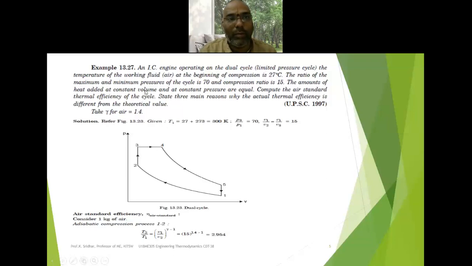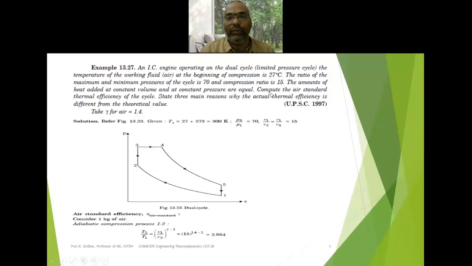The ratio of the maximum and minimum pressures of the cycle is 70. From this we know that P3 is equivalent to P4, which is the maximum pressure, and the minimum pressure is P1. So the maximum pressure to the minimum pressure is nothing but P3 by P1 or P4 by P1, because P3 is equivalent to P4. So P3 by P1 is equivalent to 70 and the compression ratio is 15. Here the compression ratio is nothing but V1 by V2, so V1 by V2 is equivalent to 15. The amounts of heat added at constant volume and constant pressure are equal, that is Q2-3 is equivalent to Q3-4. That is the condition he has given.